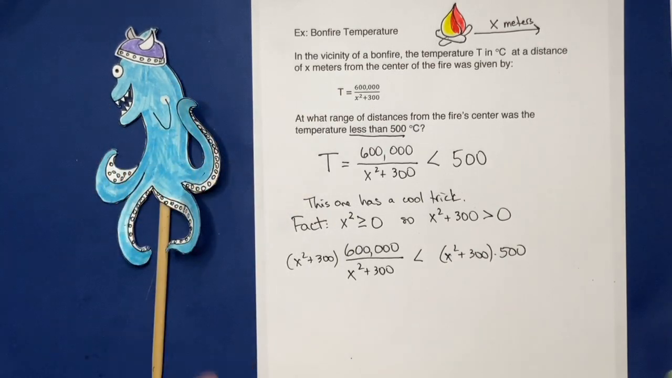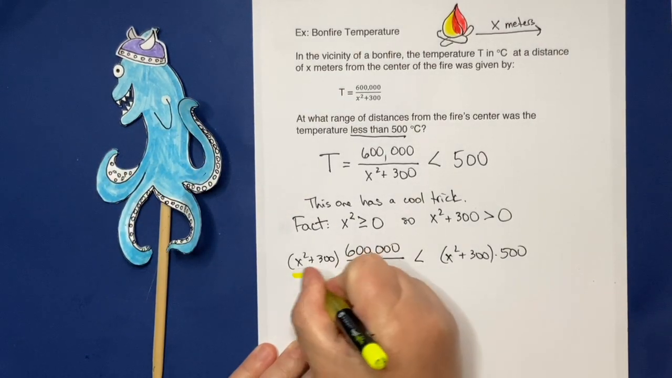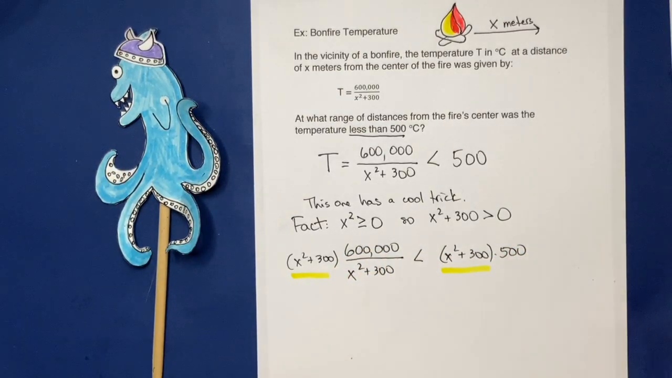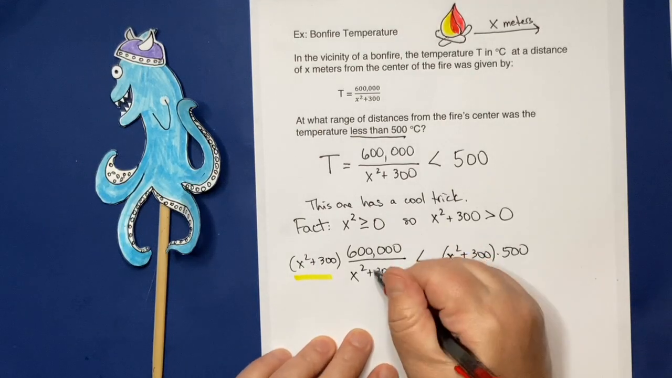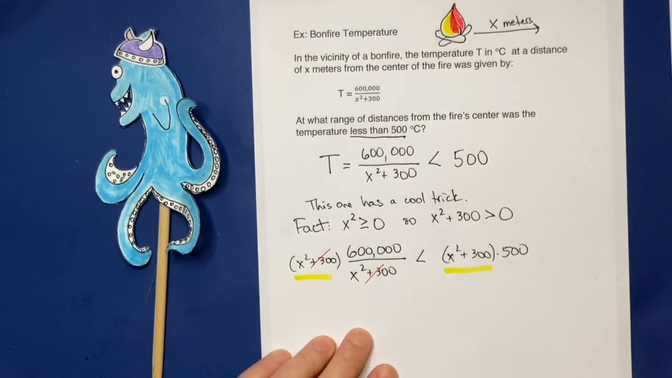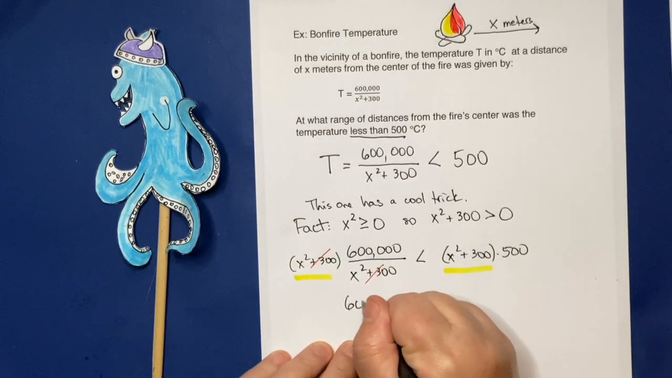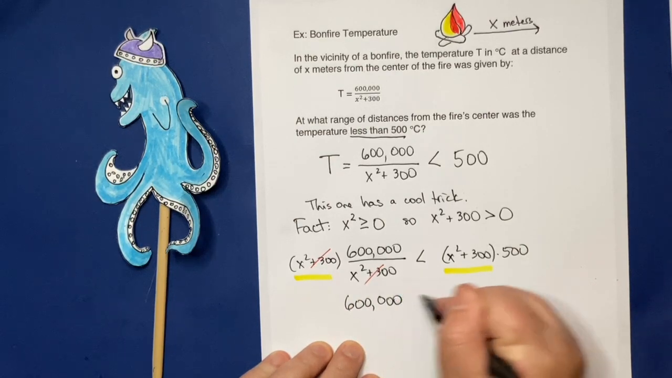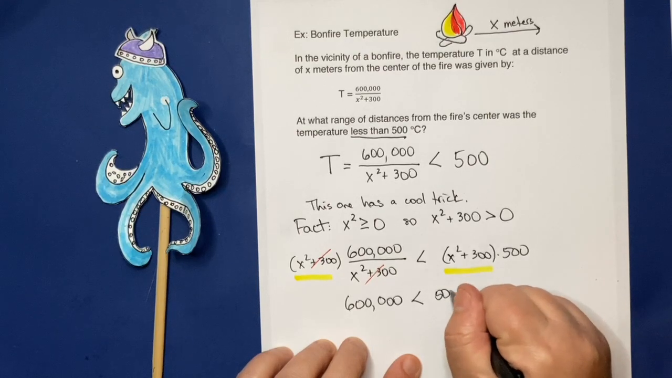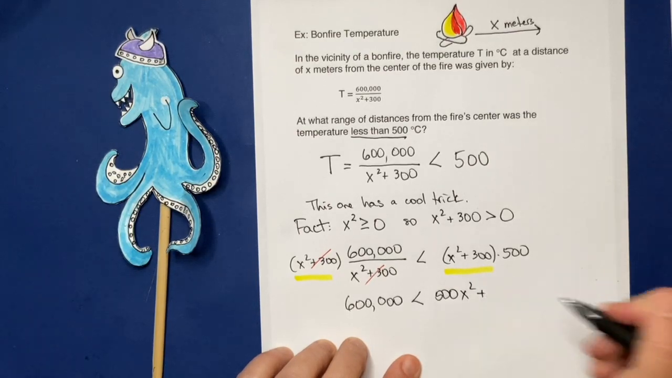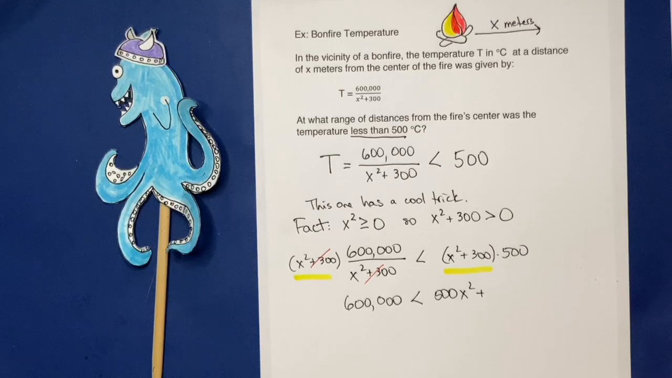So I'm allowed to multiply on both sides by this and not change the inequality. Notice the inequality did not change. And so now I can cancel. So then I've got 600,000 is less than 500 times x squared plus, and then I have to multiply 300 times 500.